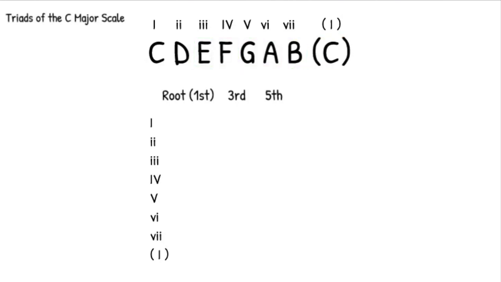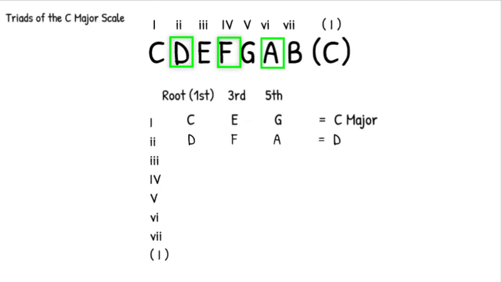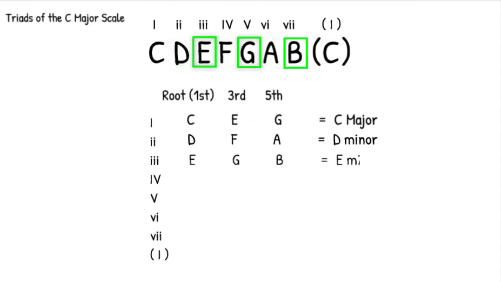So the first one is C. The third will be E, fifth will be G. Go to the second, it's going to be a minor triad, it's going to be D, the third will be F, fifth will be A. Go to the third, it will be a minor also, the root will be E, G, and the fifth will be B.